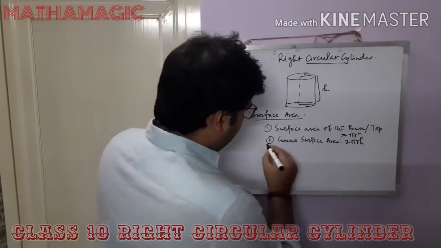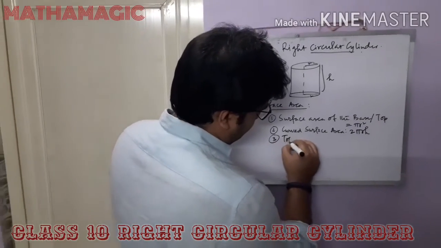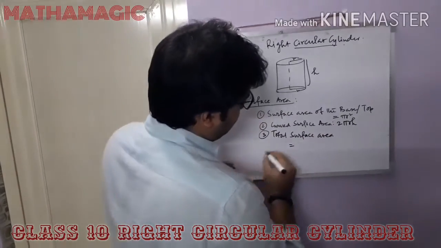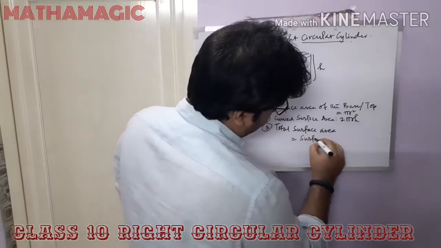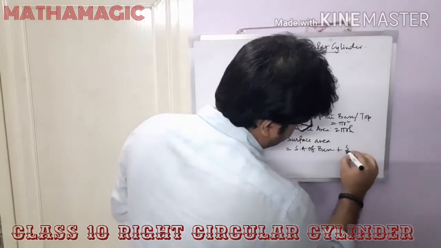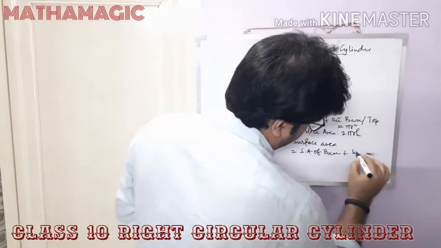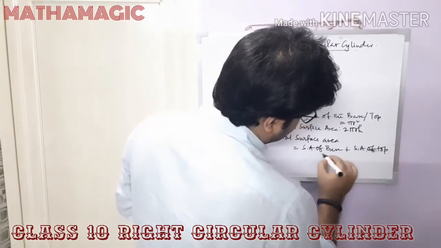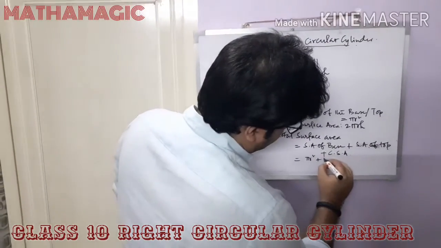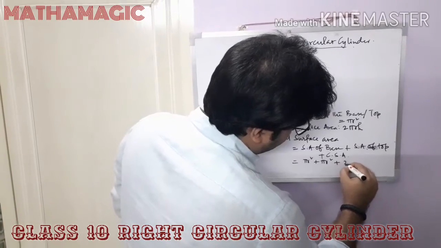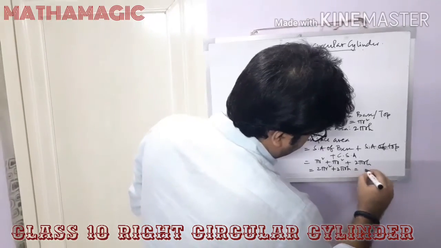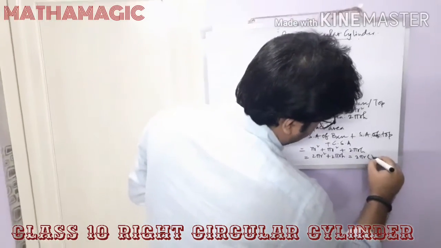So now we have to calculate the total surface area. Total surface area is equal to surface area of base plus surface area of top plus curved surface area. Surface area of base is pi r square, surface area of top is pi r square, and curved surface area is 2 pi r h. So if we add 2 pi r square plus 2 pi r h, and take 2 pi r common, it will become 2 pi r times (r plus h).